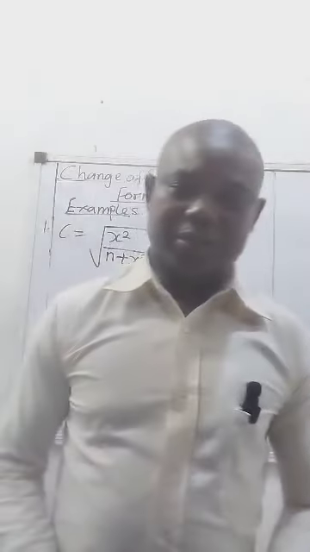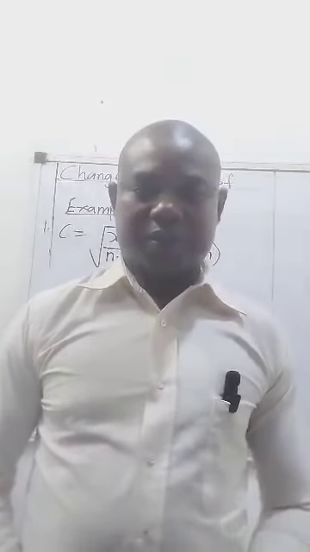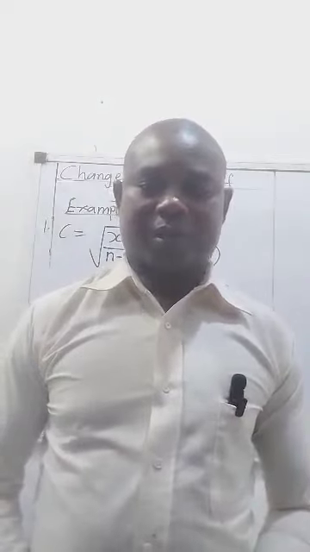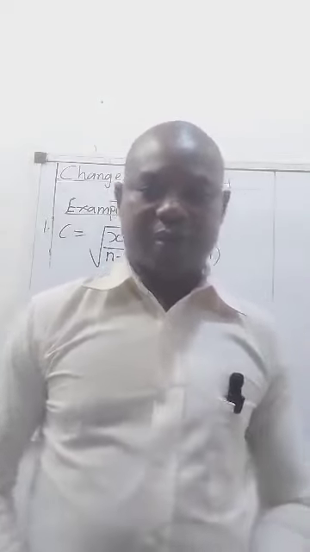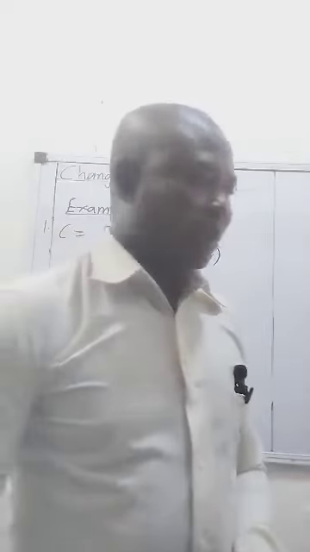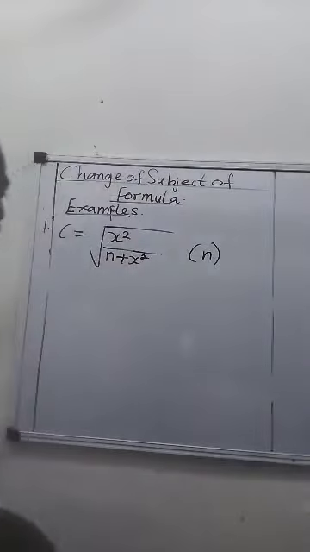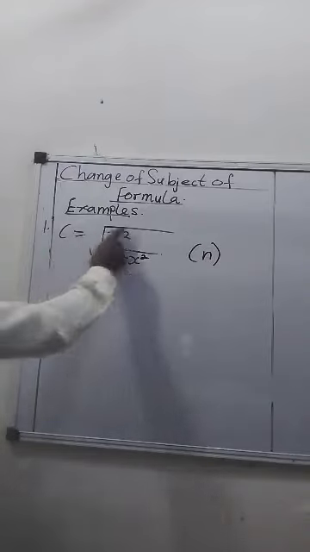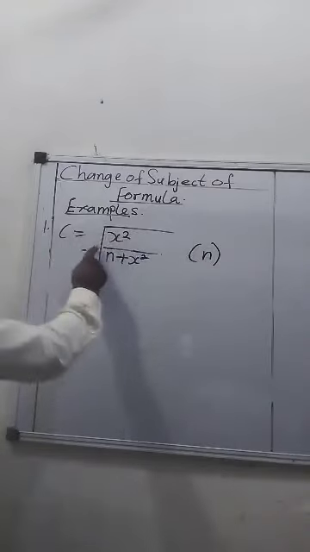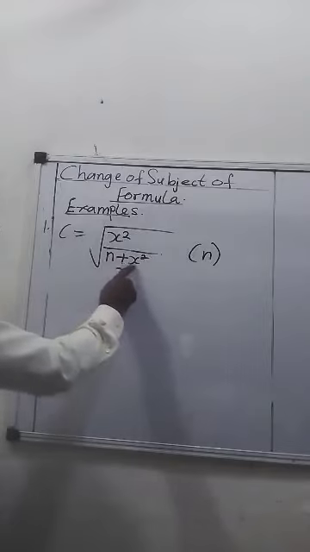In our last class, we discussed the topic change of subject of formula. Today we are going to continue from where we stopped, the same topic, change of subject of formula. So, example number one: C is equal to the square root of x squared all over n plus x squared.